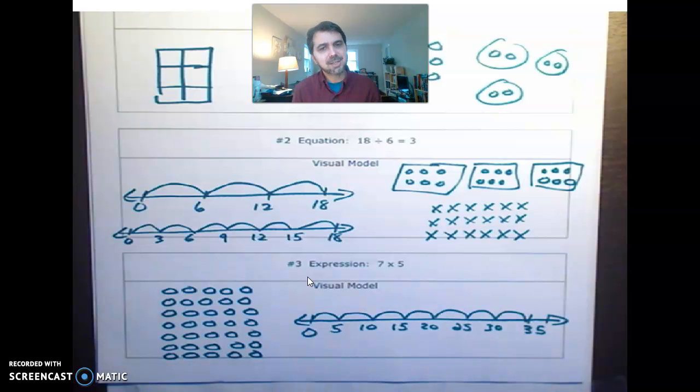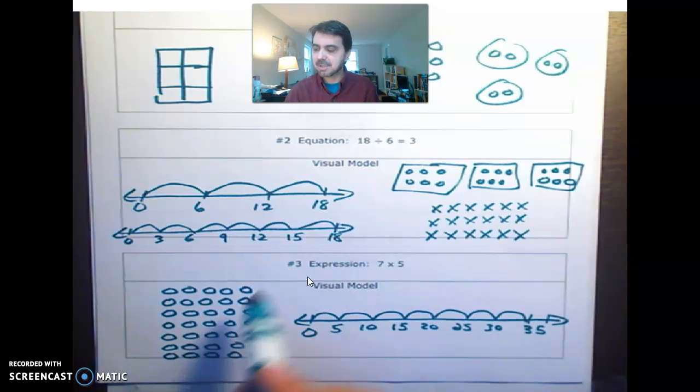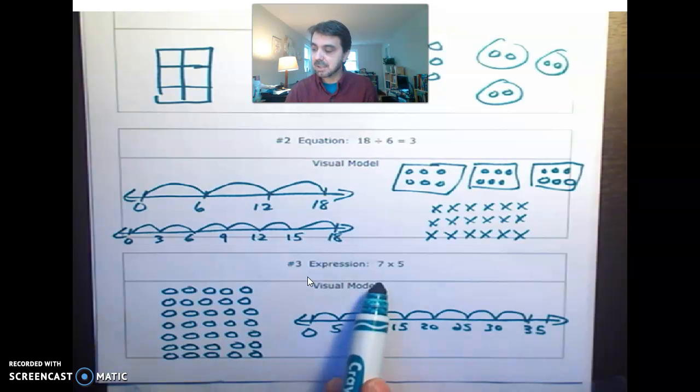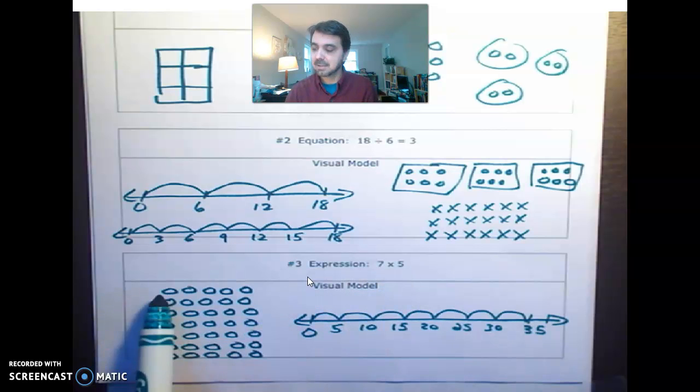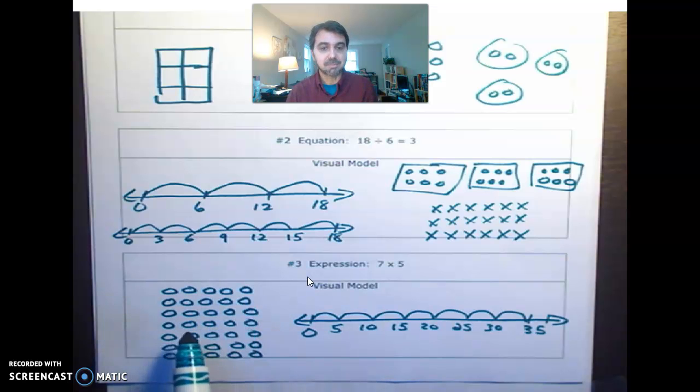So I think multiplication is a little bit easier and clearer. But remember that the same model can represent both multiplication and division, right? Like this model shows 7 times 5, 7 rows of 5. It could also show 35 divided by 7 because there's 35 circles divided into 7 equal rows, okay?